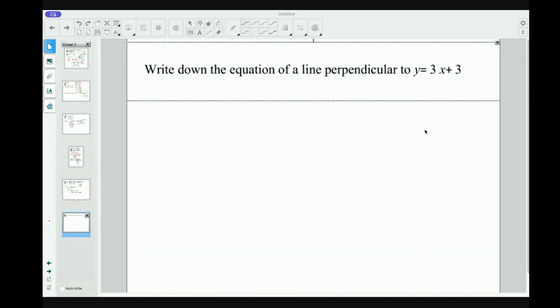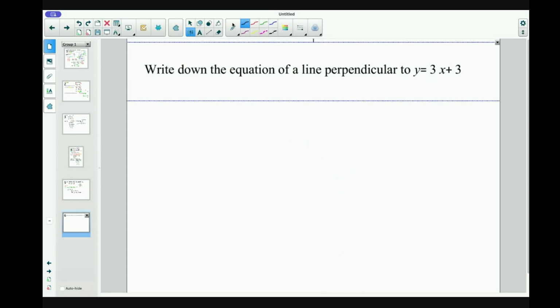Tell me all about it in the chat. We need to find the gradient. Excellent. And we know that the gradient that's going to be perpendicular to this is going to be what? To be careful, remember that we're looking at something that's going to be perpendicular. So perpendicular lines have what types of gradients? Parallel lines are the same, but perpendicular lines need to be... getting close, getting closer with the negative. So remember the term is called negative reciprocals.